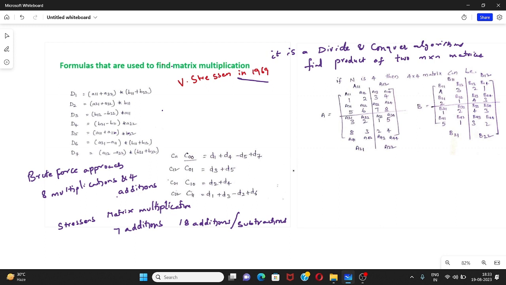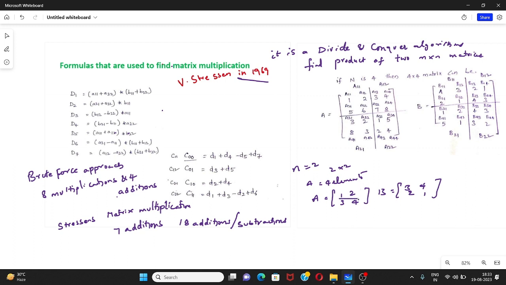Let us consider the size of n is 2. Now you can take 2 by 2 matrices. Each matrix will consist of 4 elements. Let's consider A equals 1, 2, 3, 4, and then B equals 3, 4, 2, 1. You can consider any 4 elements in your 2 by 2 matrices.